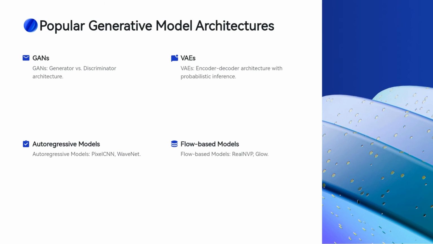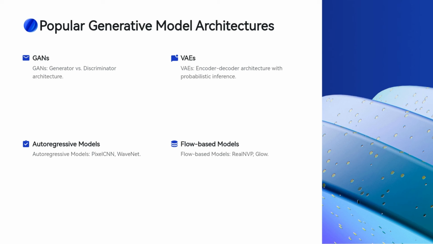There are several different architectures used in generative models, each with its own advantages. GANs consist of two networks, generator and discriminator, competing against each other. GANs are commonly used for image and video generation. VAEs use an encoder-decoder architecture with probabilistic inference. VAEs are great for tasks that require smooth interpolation and reconstruction.